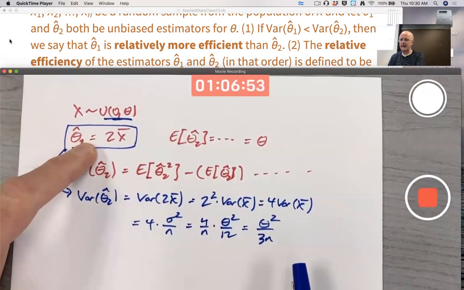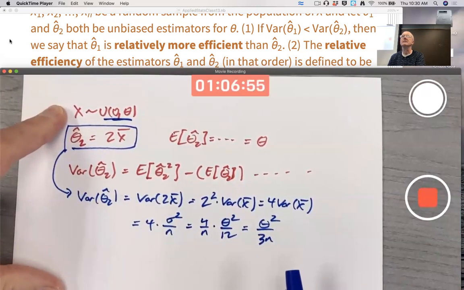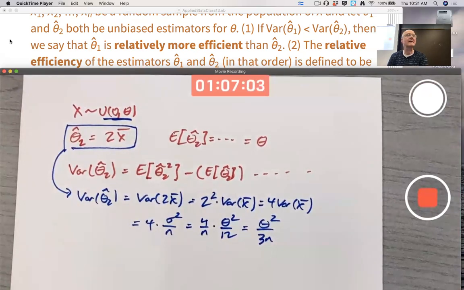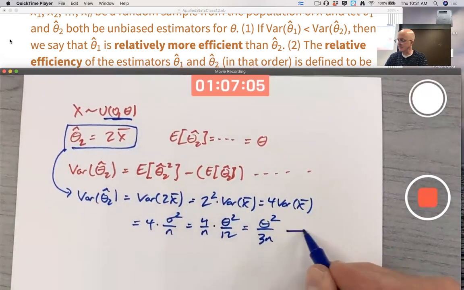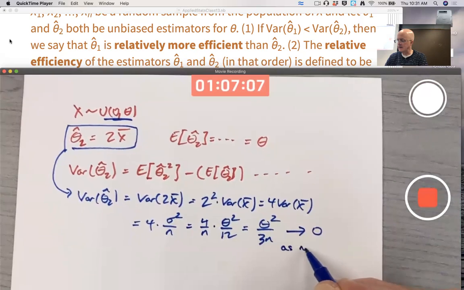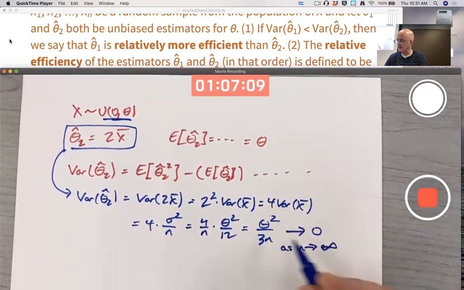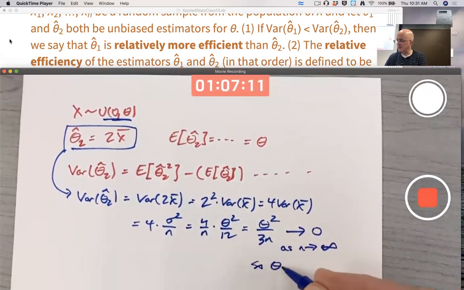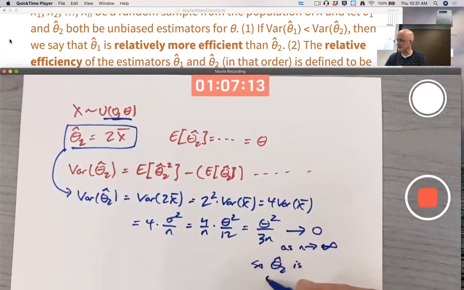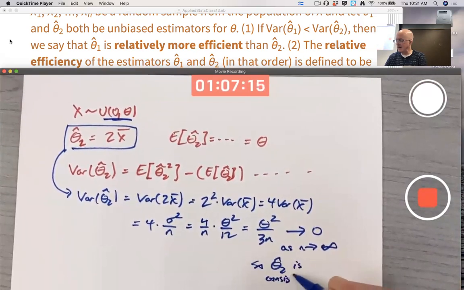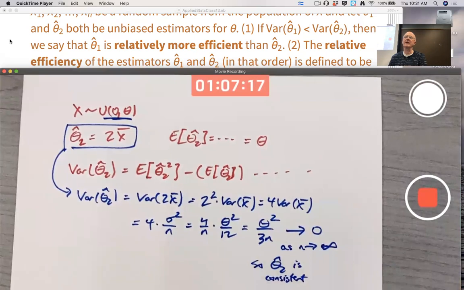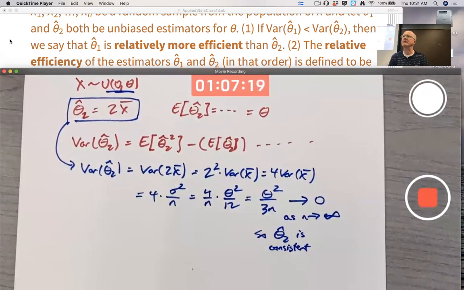2 times x bar in this situation. It does go to 0 as n goes to infinity. That's nice. That means it's a consistent estimator. Theta 2 hat is consistent. But that's not our end goal in this problem. In this example, we're trying to figure out its relative efficiency compared to theta 1 hat.